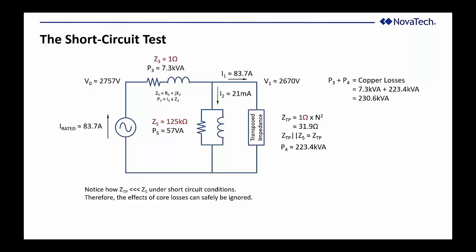And this reveals the copper losses, which are the primary side losses plus the secondary side losses. So 7.3 plus 223 is 230,000 VA are my copper losses.